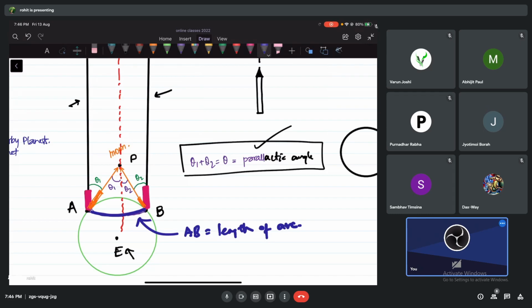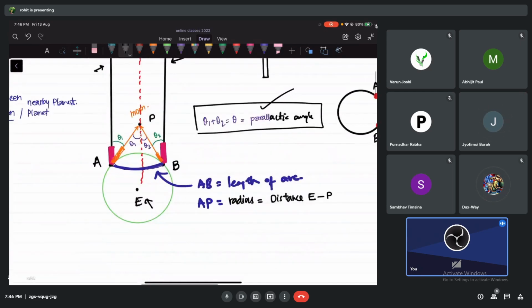What is AP? If I tell you that AB is the length of the arc, AP is the radius. Yes, radius. But in this diagram, what is it actually? Distance, right? Distance between what and what? Can I call it the distance between Earth and the planet P or the moon? Yes, sir. And we have already measured theta 1 plus theta 2, so this is like theta. Now you tell me the relation between these. What is the relation, guys?